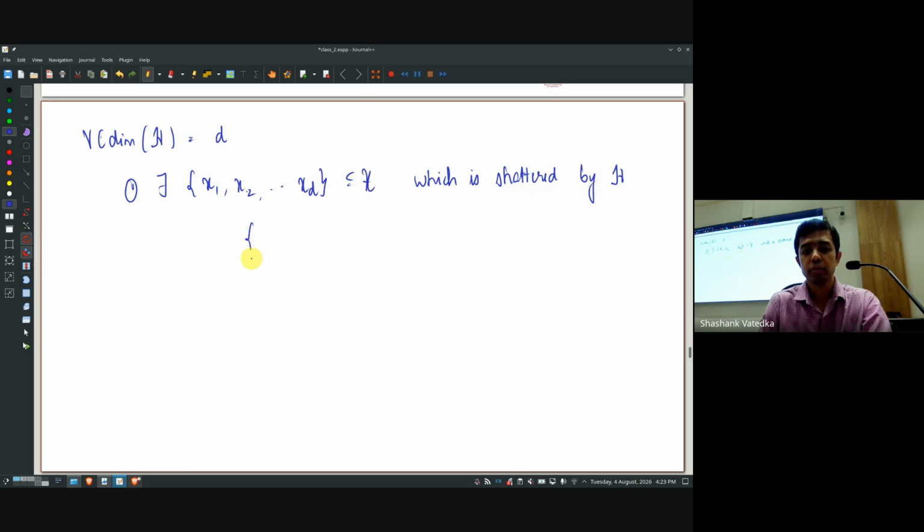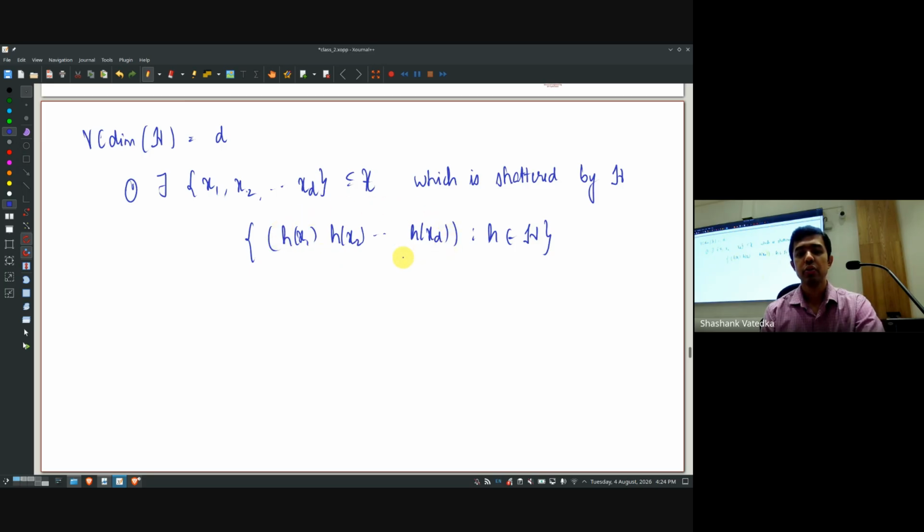So in other words, if I look at the following: h of x1, h of x2, up to h of xd. I have d points. I take every function in my hypothesis class and apply it to all of these d points. So for every h, I get a d-tuple of labels. For one particular h, I maybe get a labeling 0, 0, 1, 1, 1. For another h, I get maybe 1, 0, 1, 0, 1. So I look at all possible labelings and see how many unique labelings I get. If the number of such unique labelings is 2 to the power d, which is the maximum possible, which means I can generate all possible labelings, then this set of d points is shattered.